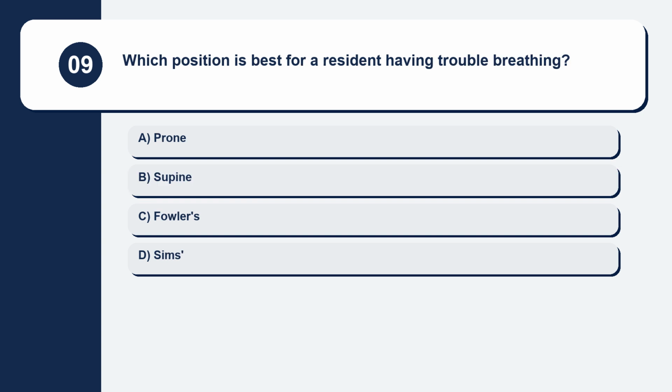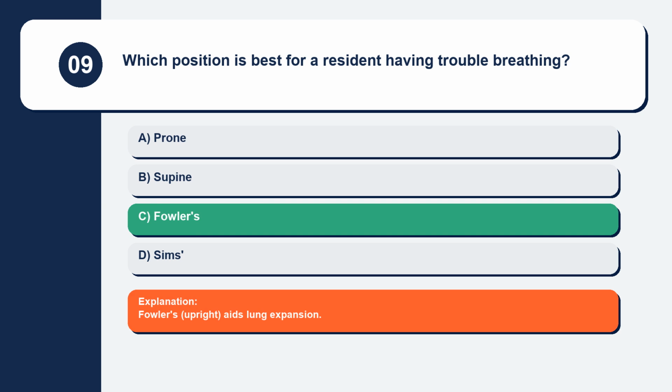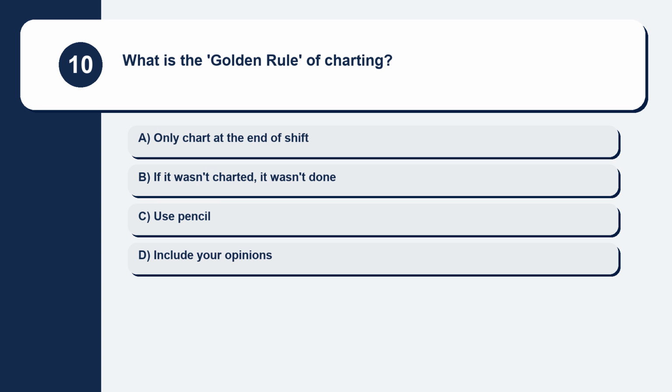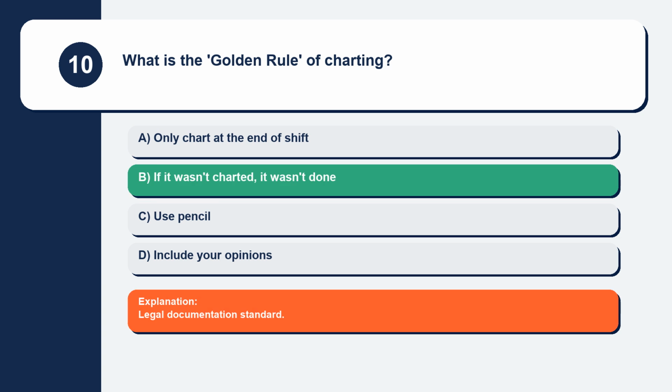Question 9. Which position is best for a resident having trouble breathing? Prone, supine, Fowler's, Sims. Fowler's upright aids lung expansion. Question 10. What is the golden rule of charting? Only chart at the end of shift. If it wasn't charted, it wasn't done. Use pencil. Include your opinions. Legal documentation standard.